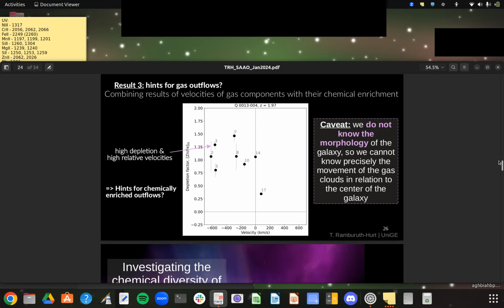But this is very difficult to say for sure because we don't know the morphology of these galaxies. So we can't know precisely the movement of the gas clouds in relation to the center of the galaxy. So this is a difficult conclusion to draw. But it is an interesting way to look at starting to pave the way to getting these kinds of results.